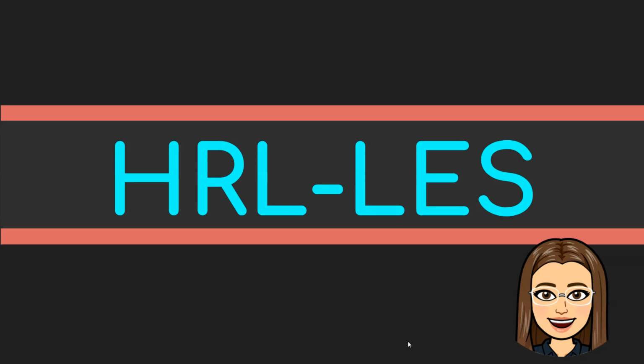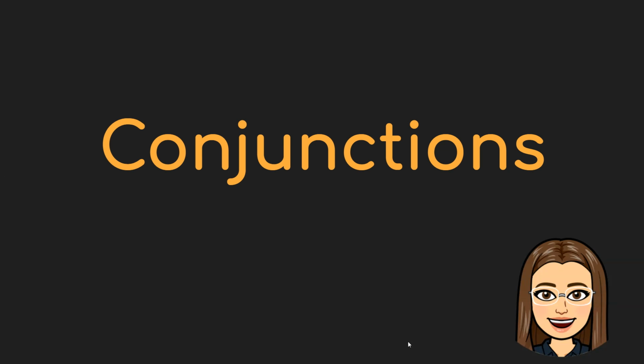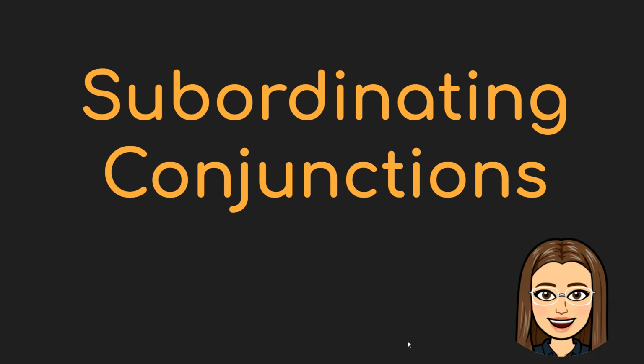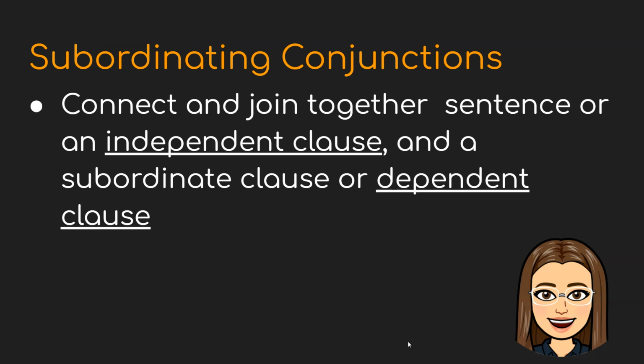For today, our topic is still all about conjunctions. And again, conjunctions are also called joiners because they connect words, phrases, and clauses. We were done talking about coordinating conjunctions last time, so for today, we are going to talk about subordinating conjunctions. Subordinating conjunctions connect and join together a sentence or an independent clause and a subordinate clause or dependent clause.